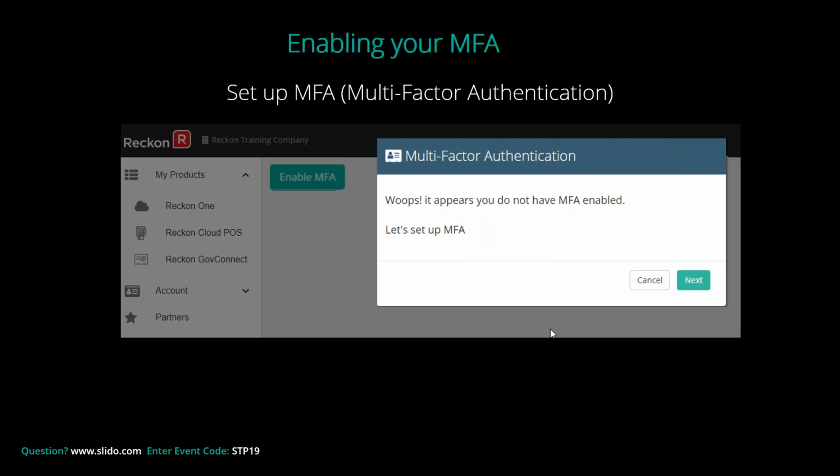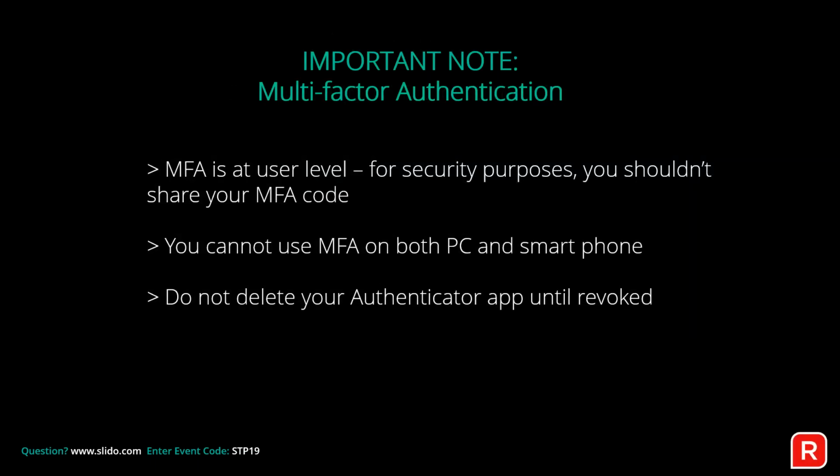Your first step will be to set up multi-factor authentication. This is a process that's been mandated by the ATO, and multi-factor authentication applies to the user. So for security purposes, you shouldn't share your MFA codes with any other person. Every user of GovConnect should be independently authenticated. You cannot use MFA on both a PC and a smartphone. If you need to delete your Authenticator app, don't delete it until you've revoked your MFA.